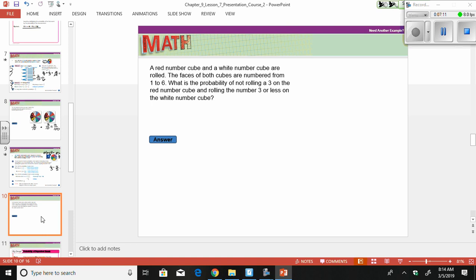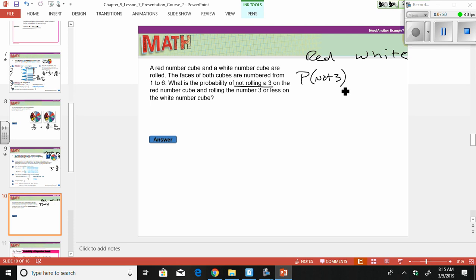A red number cube and a white number cube are rolled. The faces of both cubes are numbered from 1 to 6. What is the probability of not rolling a 3 on the red? So the red, white. So the probability of not 3 on the red cube and rolling the number 3 or less, probability 3 or less on the white number cube.